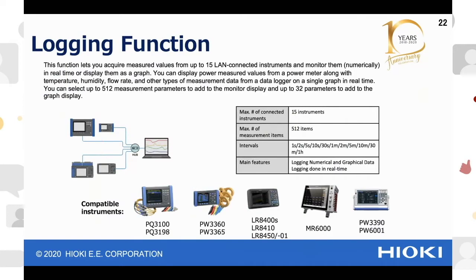So I shall now touch on the logging function, which can be connected up to 15 instruments. A total of 512 parameters can be recorded simultaneously at different time intervals. The fastest is at 1 second. Okay, the compatible instruments are shown here. So we have the PQA, power logger, data logger, memory recorder, MR6000, and also the power analyzer.